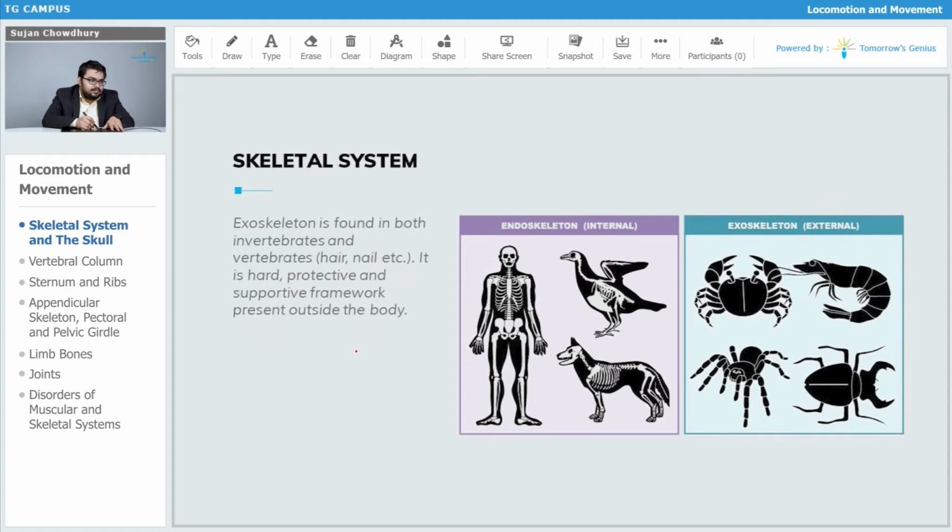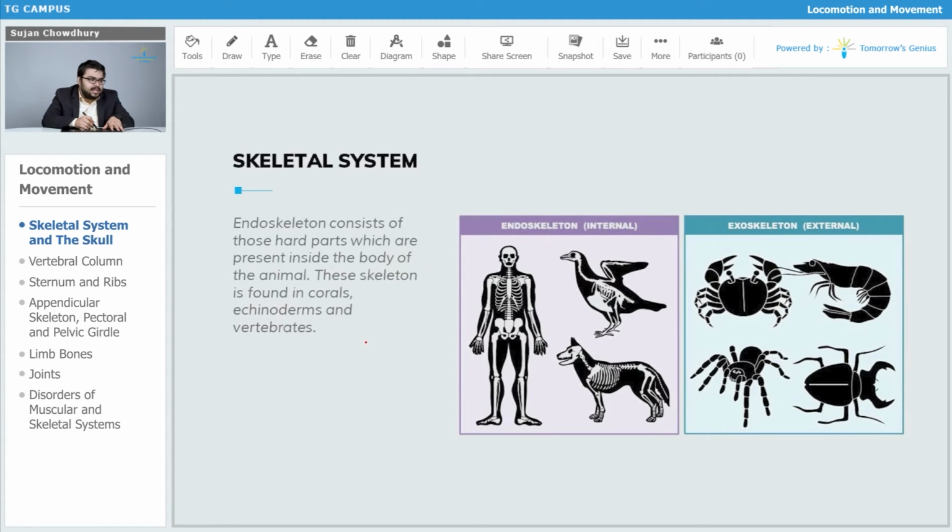Now, exoskeleton is found in both invertebrates and vertebrates. In us, we have the hair and nail, which are part of our exoskeleton. It is a hard, protective, and supportive framework present outside the body.